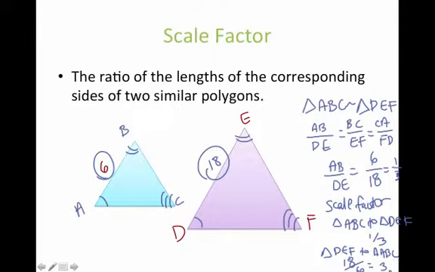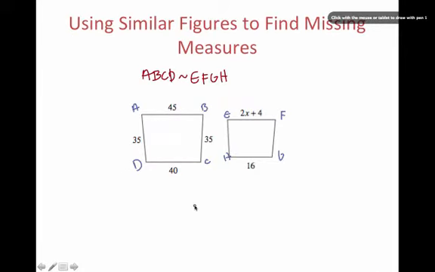All that means, in the first case, triangle ABC to triangle DEF, is I'm going to take 1 unit for side AB and multiply it by 3 to get the corresponding side in the other triangle. Okay, so we can use scale factors and proportions to solve problems involving similar figures.